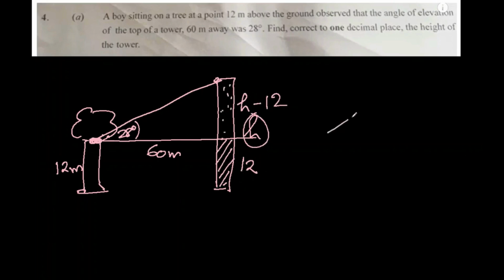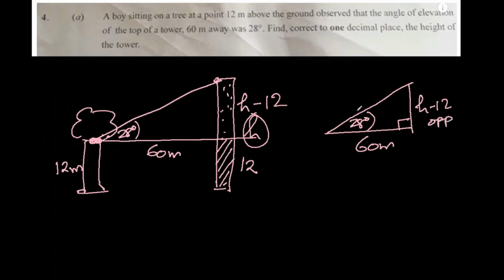So let's simplify this somewhere else. Okay, we have this as 60 meters. This is h minus 12. This is 28 degrees, and we have to find h. So since this angle is confirmed to be 90 degrees, we can use trigonometry in this. And this side is opposite side of the angle. This side is adjacent to the angle, and this third one is hypotenuse. It is of no use right now, so we can use the one that involves adjacent and opposite, and that is tan.